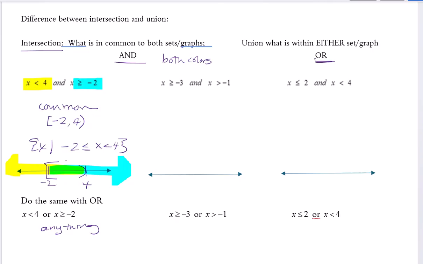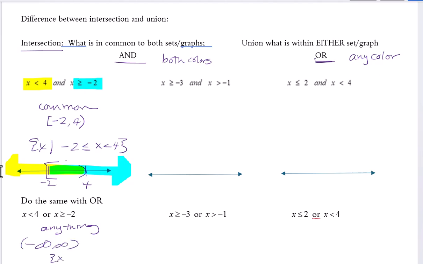That has to happen. Or says I want any color. So when I look at this graph down here, again, it's the same graph. I'm still comparing the two, but I'm looking at the fact that when I'm looking for an or between this, I want anything that has a color, whether it's yellow, whether it's blue, or the overlap of green. And this thing goes from -infinity to +infinity.